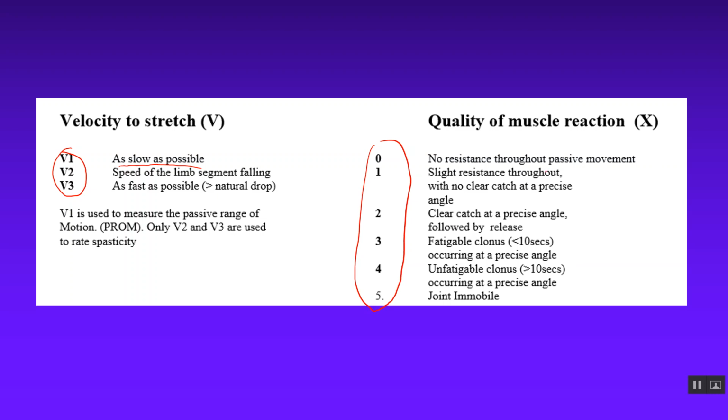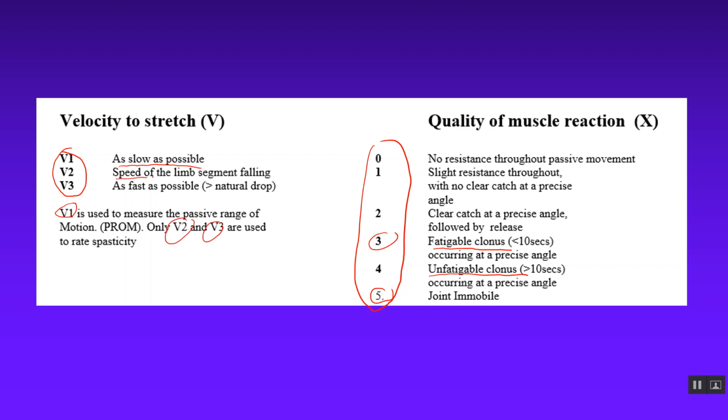And these are some similar descriptions as the modified Ashworth scale. They talk about here, once you get to a 3, they talk about fatigable clonus. If you elicit clonus, it lasts less than 10 seconds, where a 4 is unfatigable clonus, like you let it go and it just keeps going, at least for a minute or 2. And then 5 is where they get the rigid joint that you can't move at all, okay? But you do a V1, a V2, and a V3.